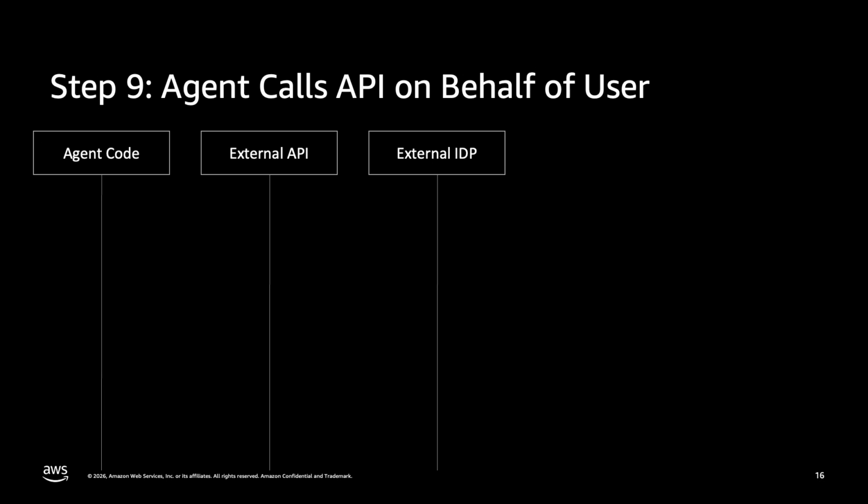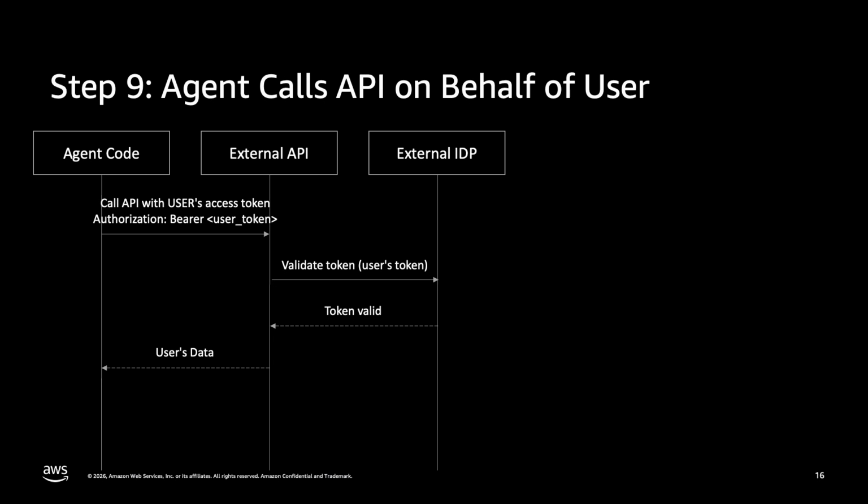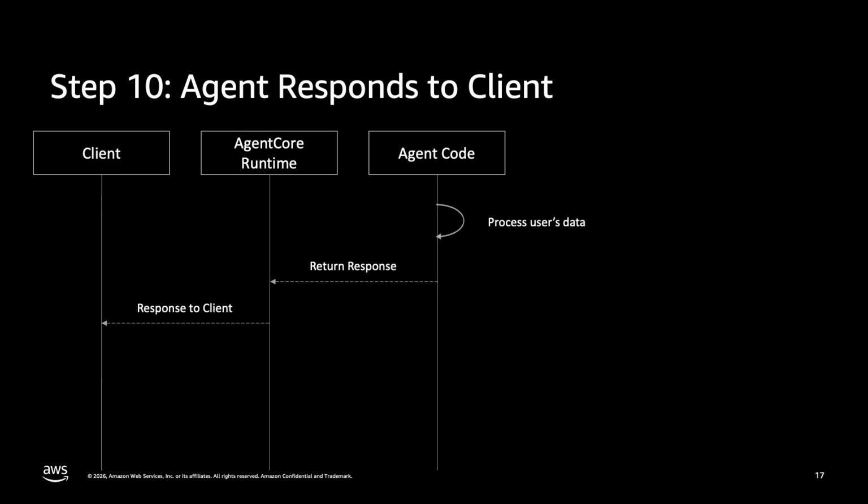Now the agent function executes. It calls the external API, Google Calendar, Salesforce, or others, with the user's access token in the authorization header. The API validates the token and returns the user's data. The agent is acting on behalf of the user who granted consent and not on its own. The agent now processes the user's data and returns a response back to the client. That's a complete authorization code flow, from user consent to API access, with AgentCore handling the OAuth complexity and your app verifying the user identity.